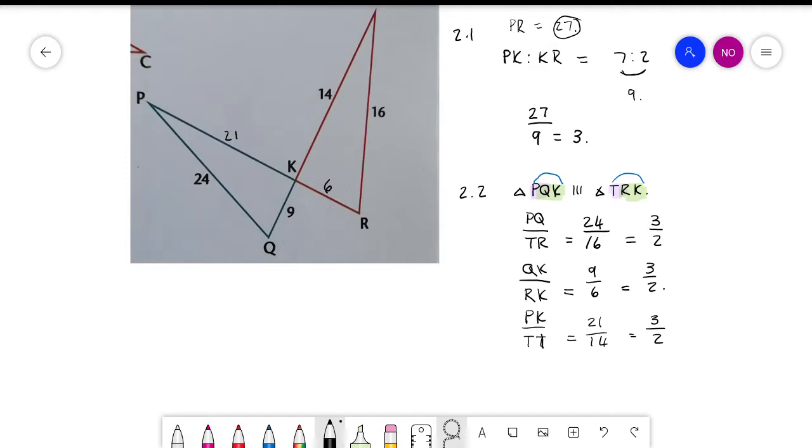Oh, sorry, yeah. And therefore you can deduct that because all of these are equal to the same simplified fraction, triangle PQK must be similar to triangle TRK. En jou rede is sy evenredig or size proportional.